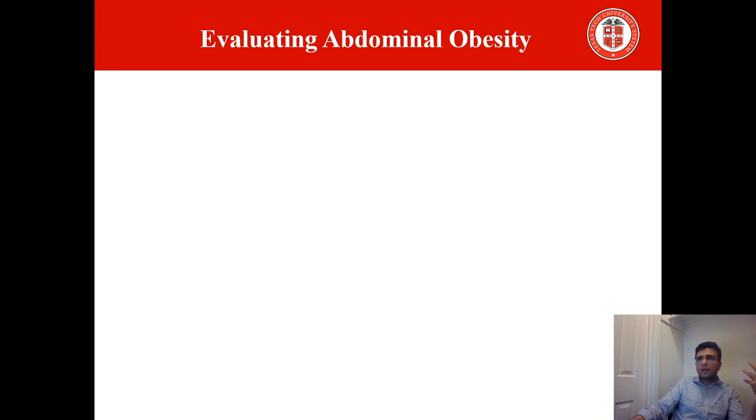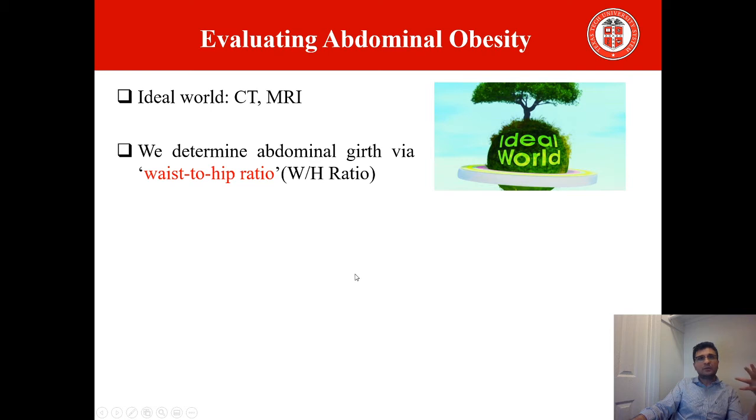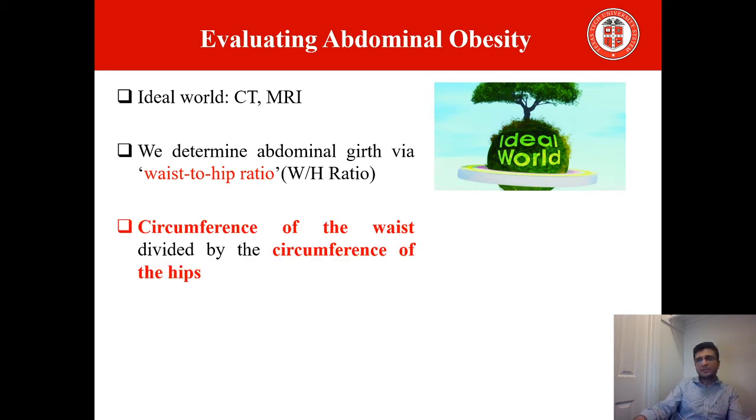But we want to know more about it, and in order to know more, we have to evaluate it. In an ideal world, we want to do a CT scan, a computerized tomography, or an MRI, magnetic resonance imaging, to get these measurements really fast and extremely accurately. But this is really expensive and it's not possible to do it on a mass scale. And we know the world is not ideal, so we have to bear with one of the things which we do in our lab, which is the waist to hip ratio, or the WH ratio. So we measure abdominal girth by waist to hip ratio, and how we are going to do that, let's have a look.